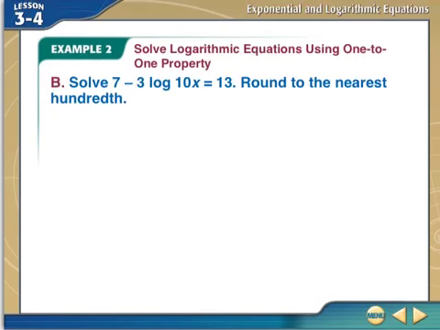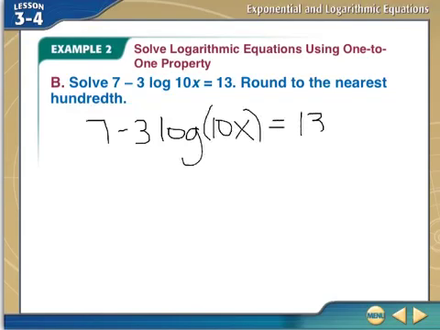In part B of example 2, we're asked to solve the logarithmic equation 7 minus 3 times the logarithm of 10x equals 13 and round to the nearest hundredth. Now, the first step in solving any logarithmic equation is to get the logarithm by itself. If I get the logarithm by itself, log of 10x, I need to eliminate everything except for the log of 10x on the left side of the equation.